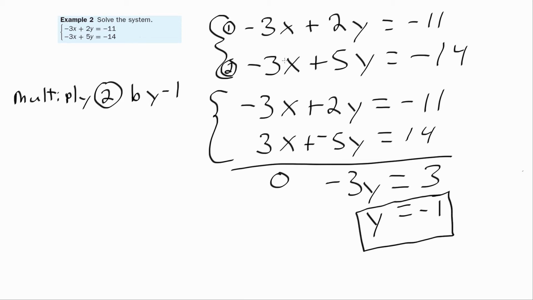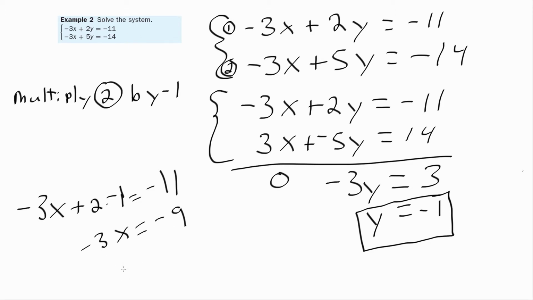I want to find out what x is, so I'm going to plug it back into one of these equations. And I get a negative 3x plus 2 times a negative 1 equals a negative 11. 2 times a negative 1 is a negative 2. I'm going to add 2 to both sides of the equation. Negative 3x equals a negative 9.